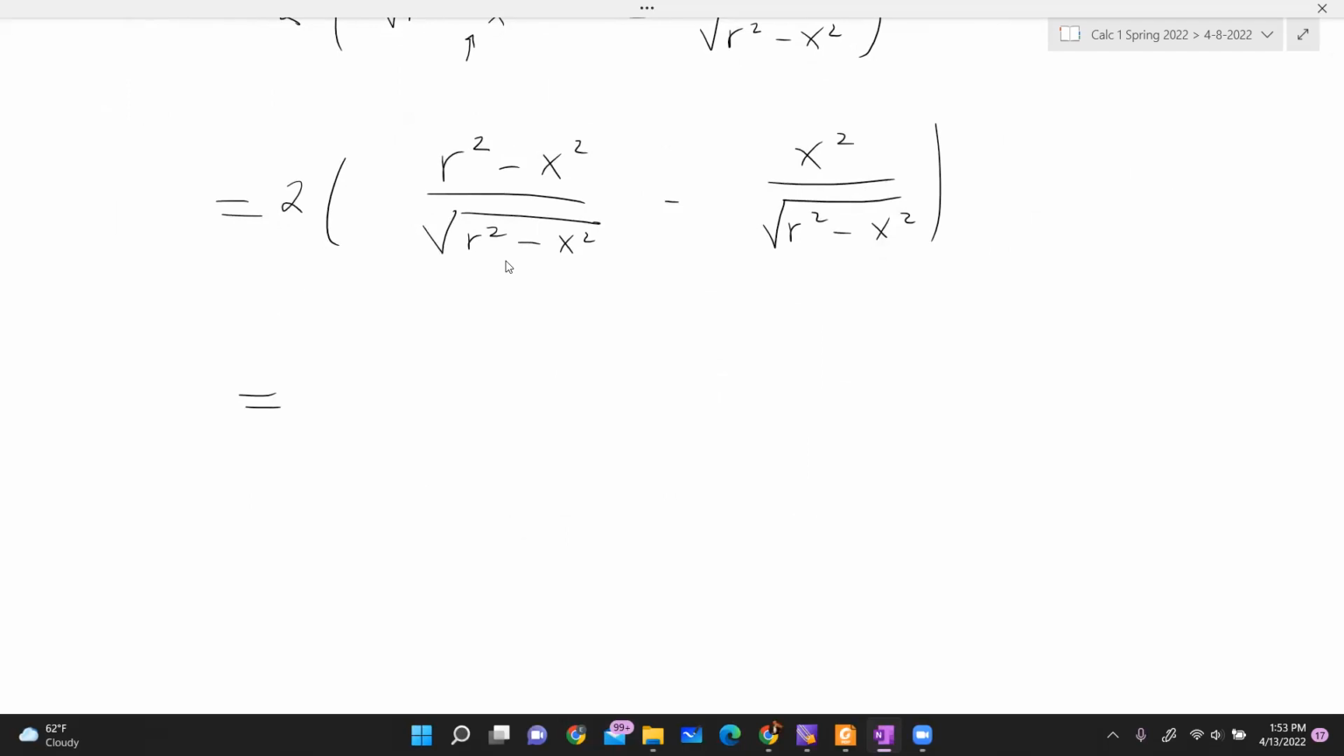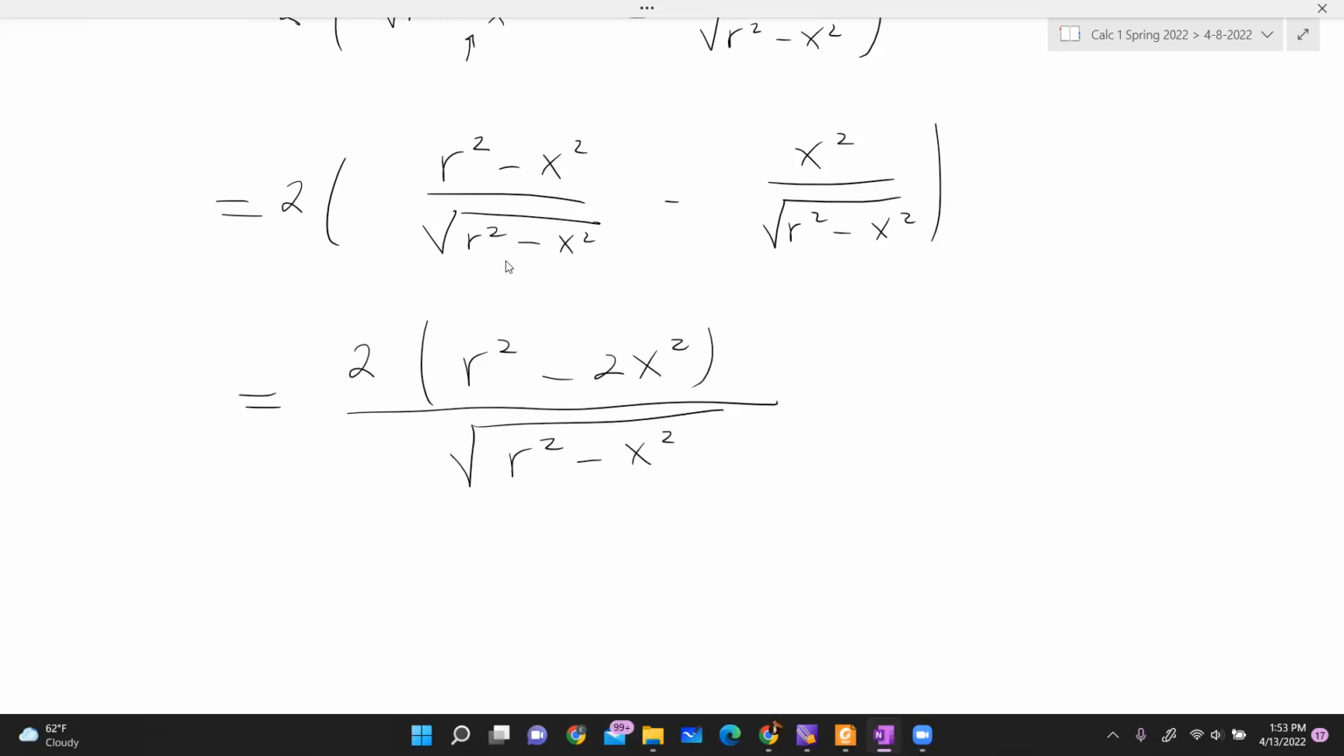And then we can combine the two fractions and distribute the 2. Well, not really. But what we get is r squared, 2 times r squared minus negative 2x squared over the square root of r squared minus x squared.